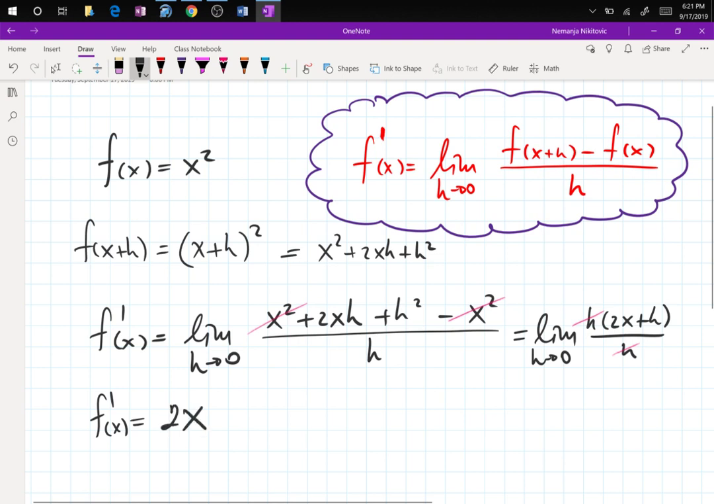This 2x, it's a function, right? And our title today is derivative as a function. We want to compare this function and the original function and see which way these two are connected in some sense, and what we can read off of the function and so on.